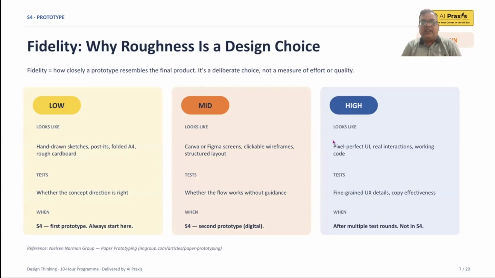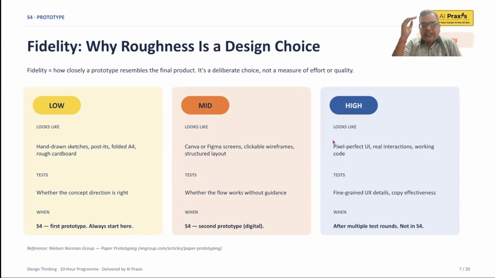So in design thinking, we use a concept called fidelity. Fidelity, sincerity, honesty. These could be the actual meaning, but let's understand how it is related to prototyping. Fidelity simply means how closely your prototype resembles the final product. It is a deliberate design choice, not a measure of quality, intelligence, or effort.